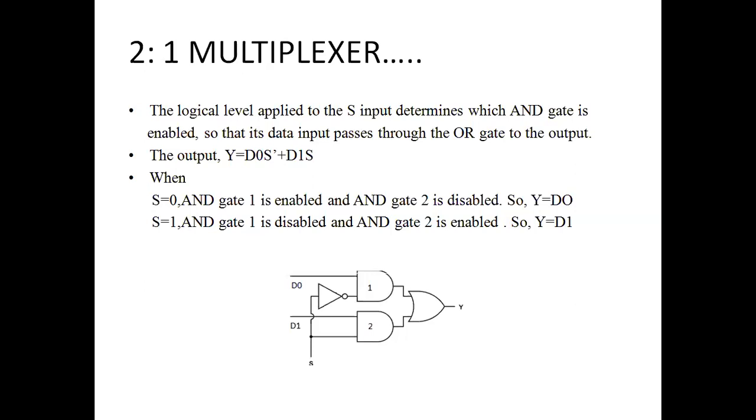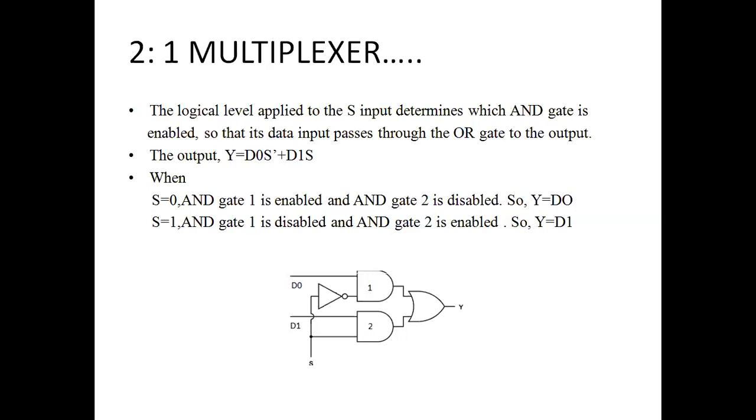It shows D0 S bar plus D1 S. So what have we taken? We have taken two inputs, one is D0, one is D1, and one we have taken as select line. One is S and one will be your S bar. For the bar, we have taken here the NOT gate. Now first we have drawn the first AND gate, where the inputs will be D0 and S bar, that is your NOT gate. And the second AND gate is D1 and S. We are just adding them. So we have put the OR gate and finally we get Y, that is your output.